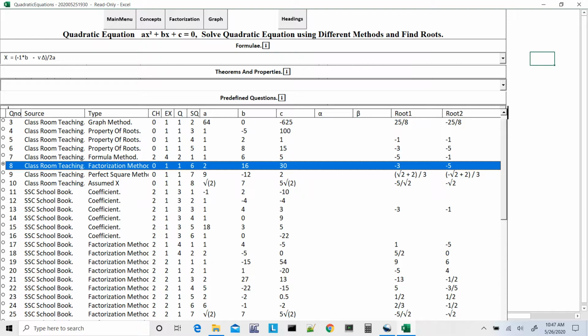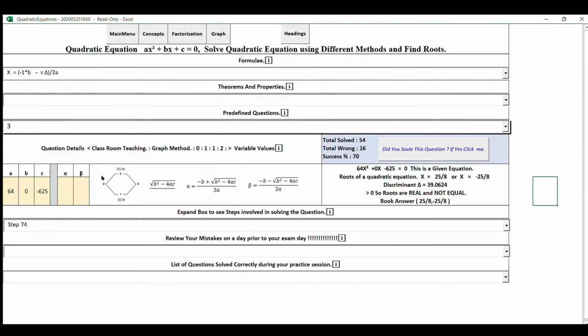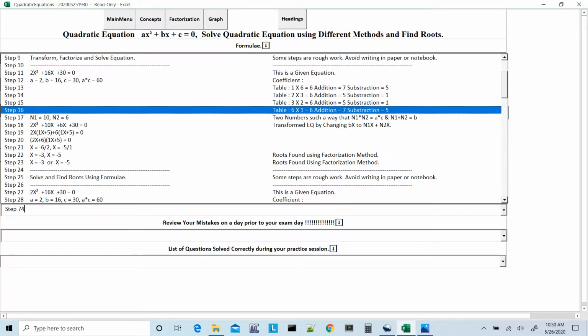Okay, in this case, let's use example number 8. Now let us see how it has solved this particular equation. It has given you the answer here. Let's not get into that answer. Let's look at the steps directly. This is the factorization method which we are using. Let me scroll it up. Now you see on the screen, look at step number 9 up to step number 23.